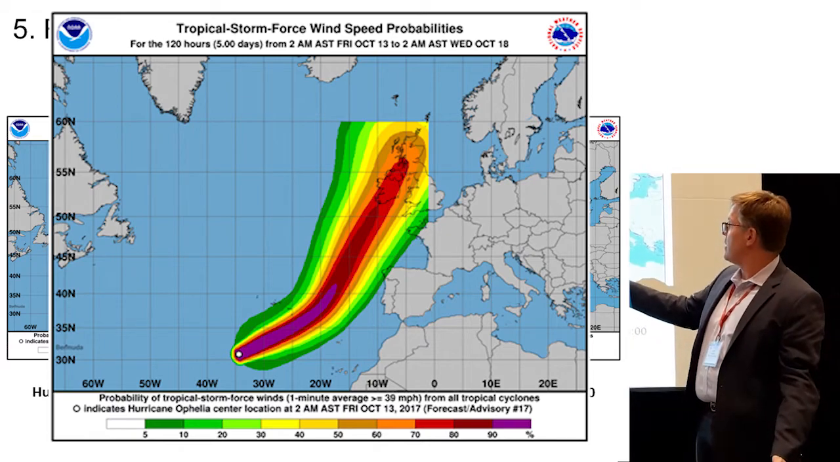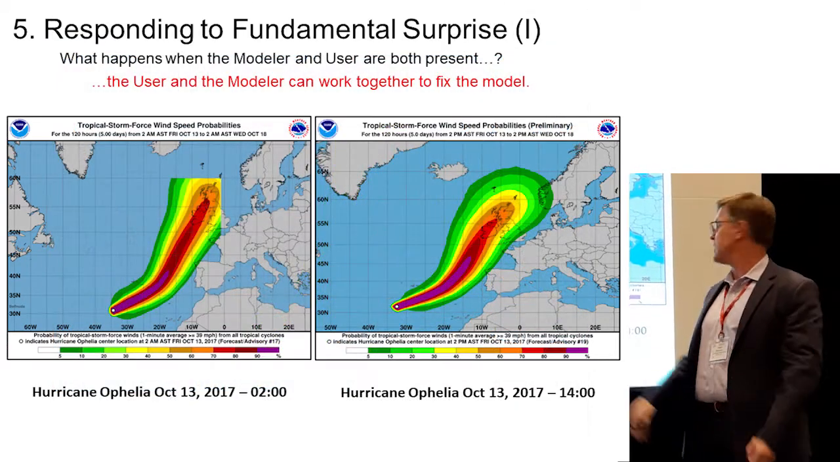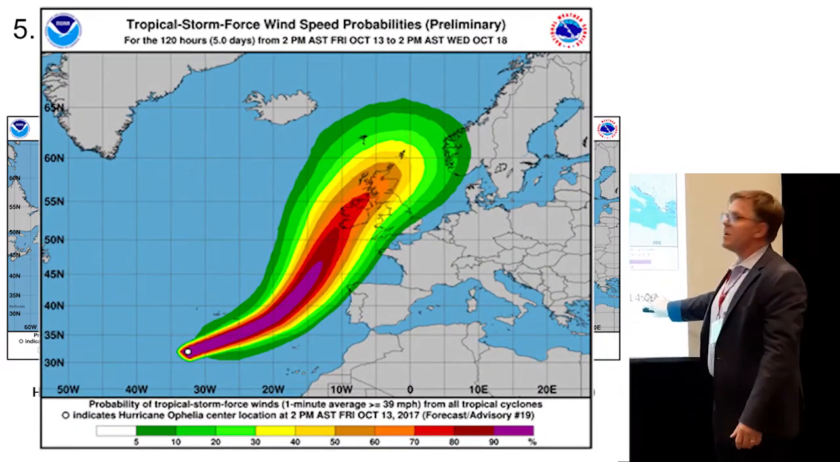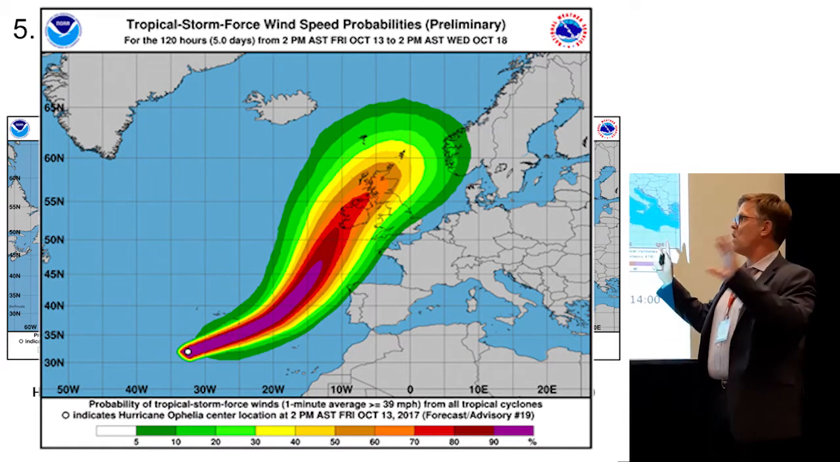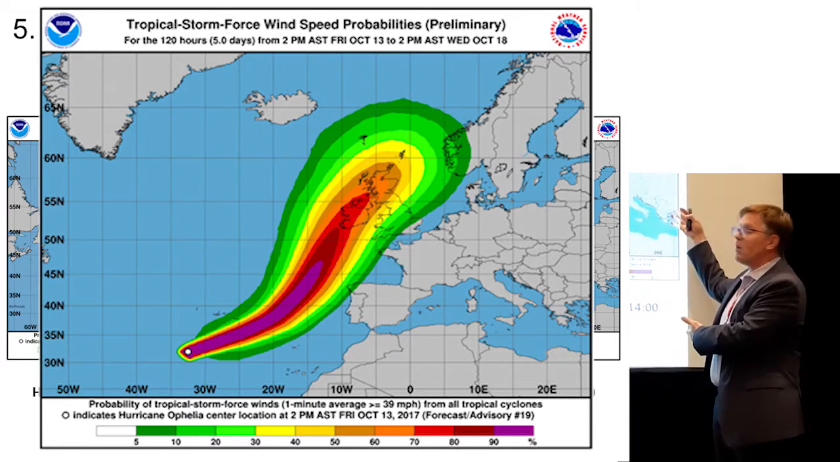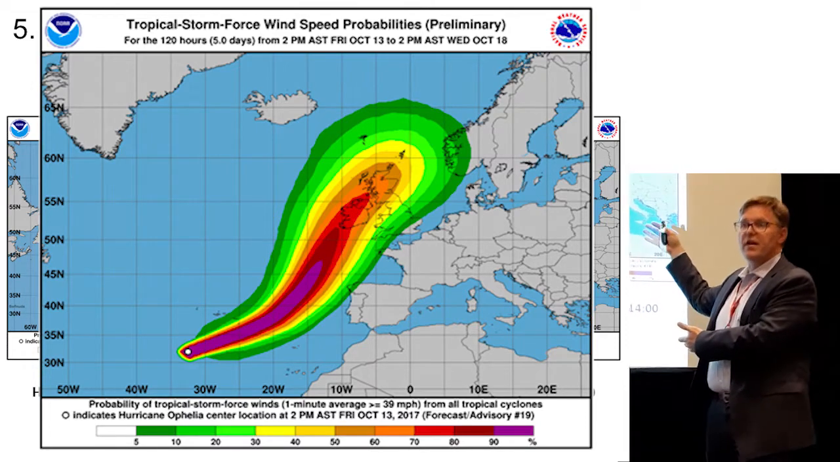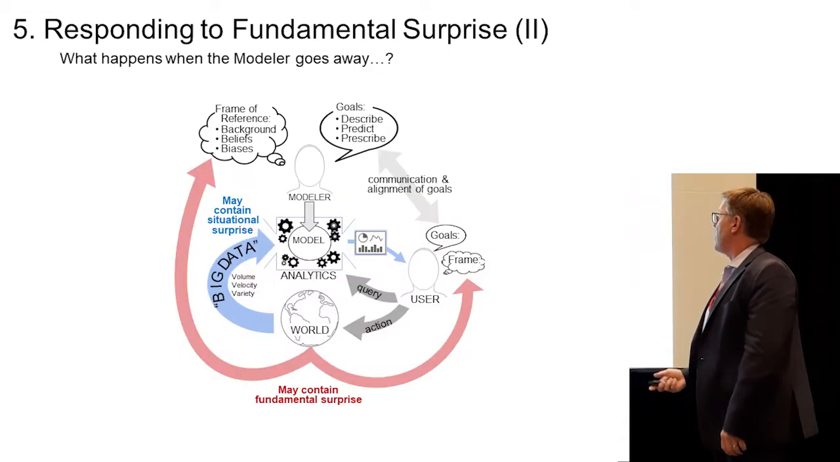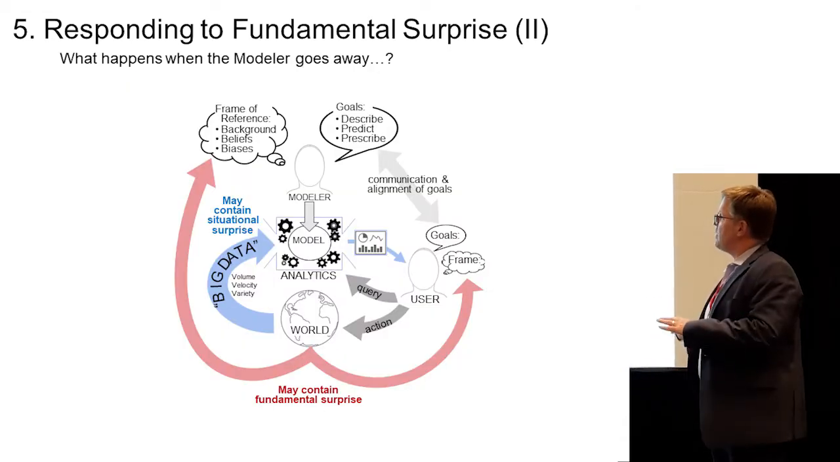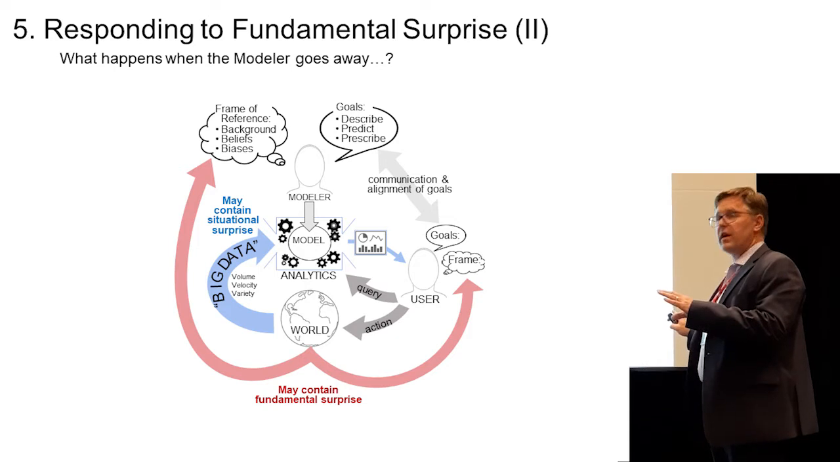There's your analytic model. There's the fundamental surprise. 12 hours later, we see that this has been fixed. The user and the modeler got together and said, whoa, this is not going to help us, but we're able to adjust, we're able to improvise. So that's the situation when they're both there and working together. But what happens if one or the other of these two are not available?